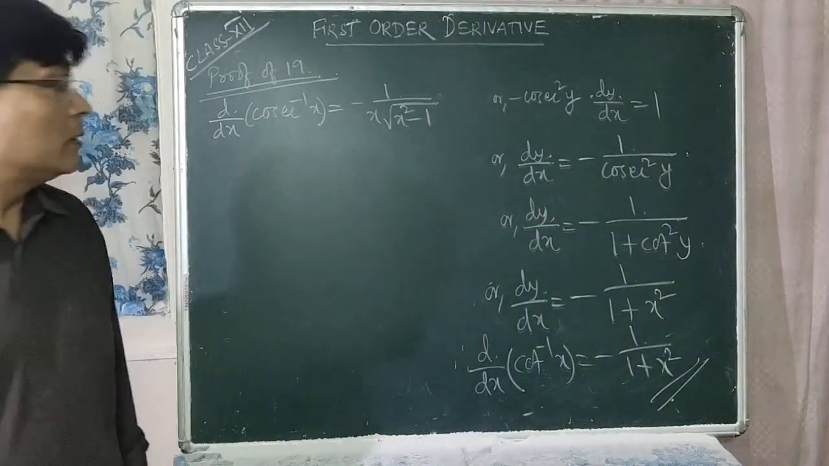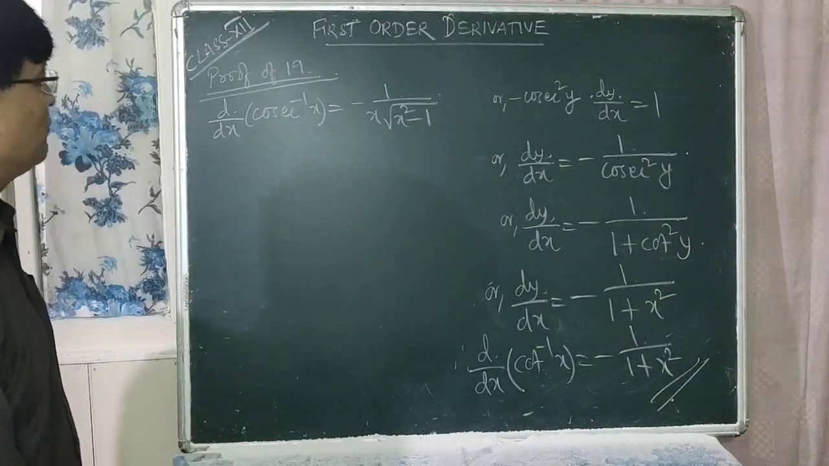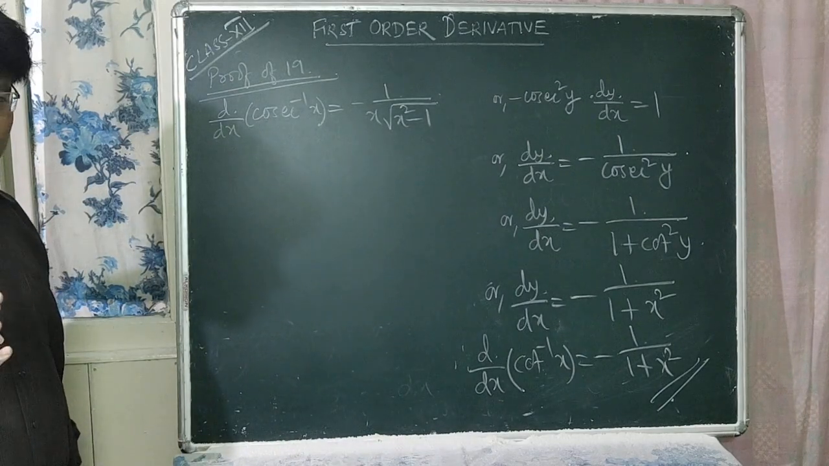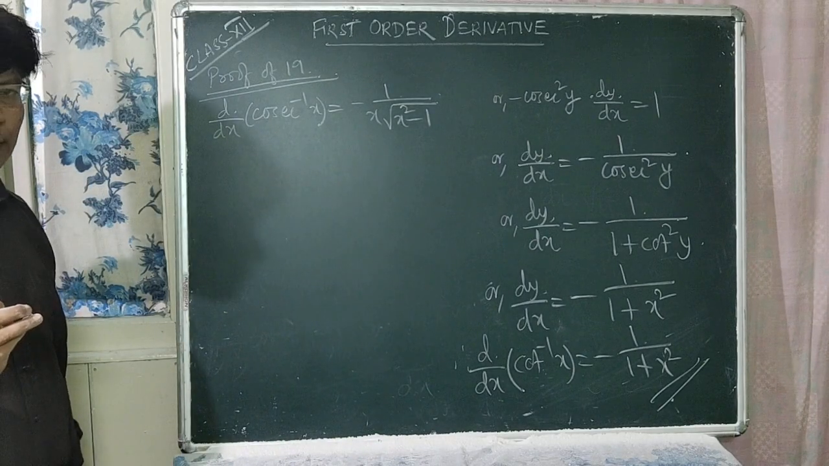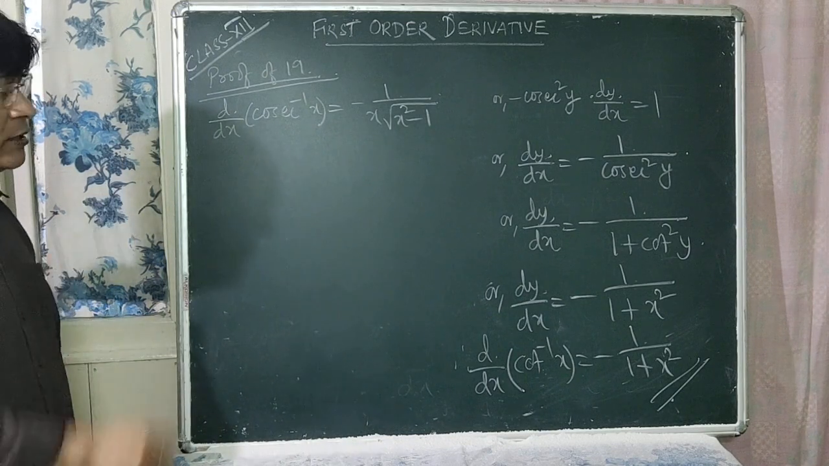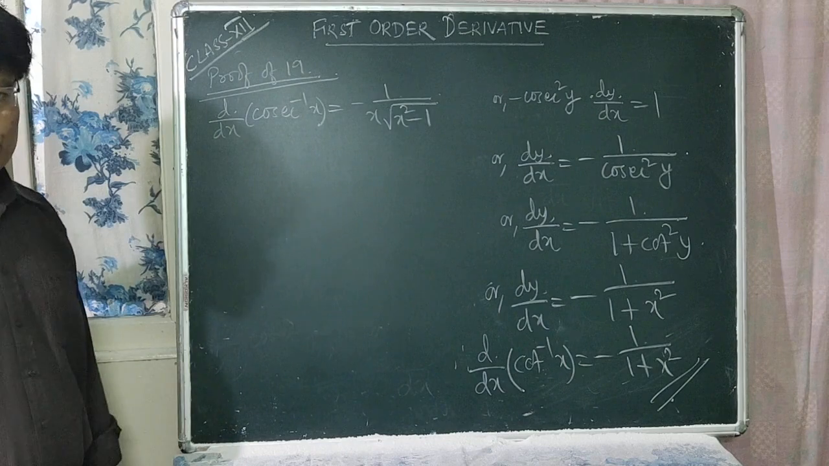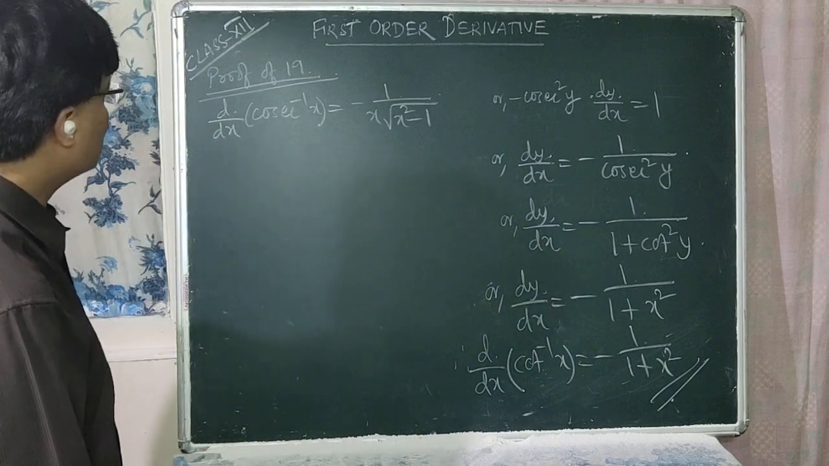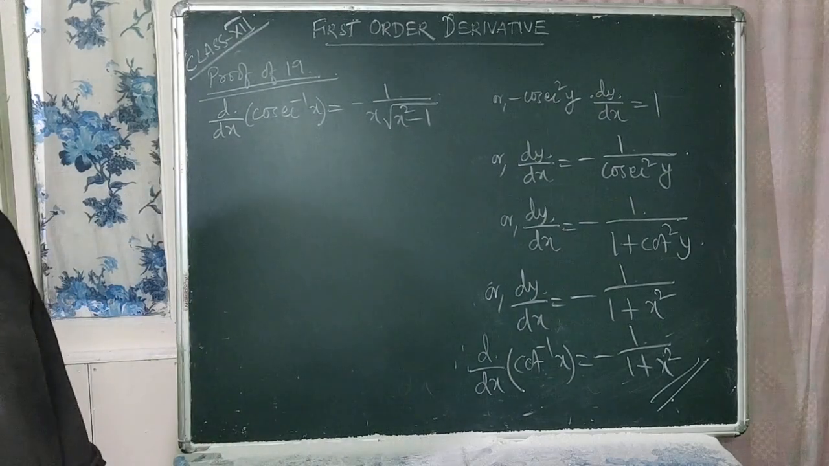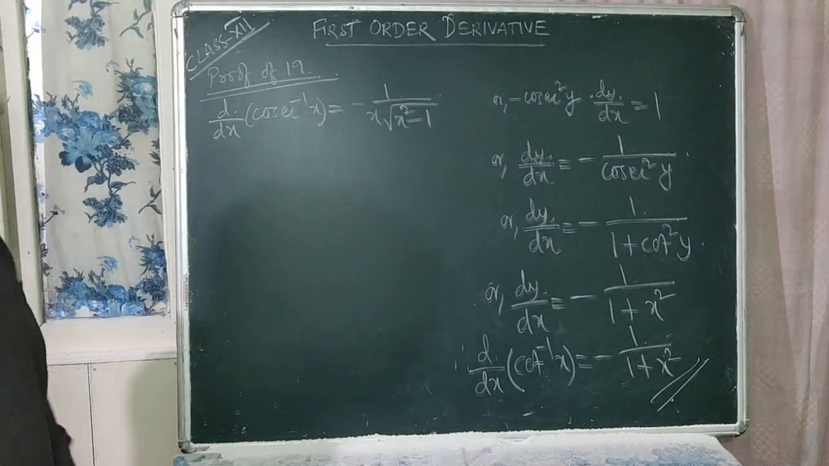So now, let us prove formula number 19. So 18 is your homework, okay? Formulas 15, 16 and 18 will be homework, and you can revise 14 and 17 also, okay? So now let us prove d/dx of cosec inverse x is equal to minus 1 upon x root under x square minus 1, right?